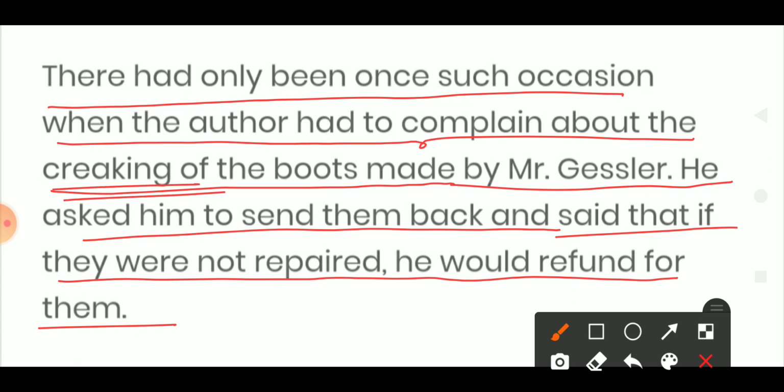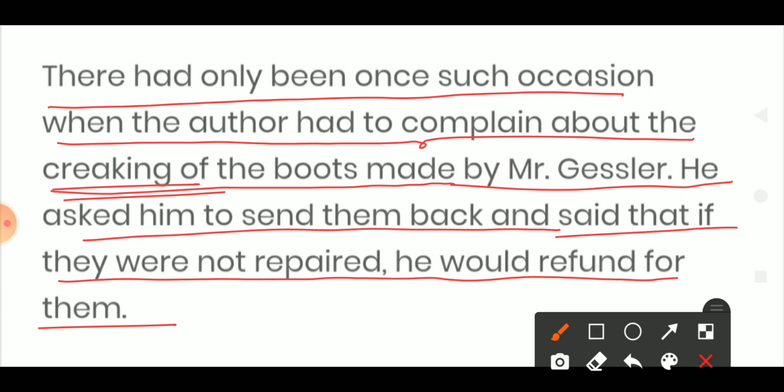Cracking basically means a very high pitched sound, or you can say a harsh noise, through the boots. So a boot which Mr. Gessler made once had a very high pitched noise, or harsh noise, and due to that particular reason the author had to complain to Mr. Gessler that his shoes were making quite a high pitched or cracking noise. So when he complained about this, Mr.